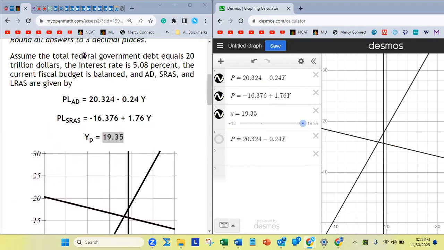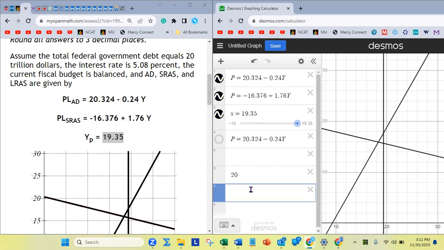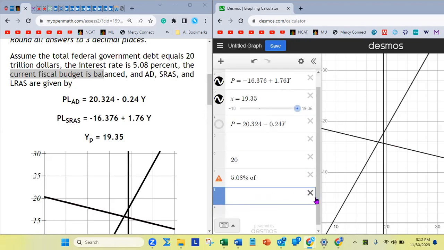Okay, so initially, total federal government debt is $20 trillion. So down here, I'm going to put $20 trillion for government debt. Fiscal budget balance at 0. Current fiscal budget is balanced. That means the fiscal budget is 0. The balance is 0. And let me put the interest rate here. The interest rate is 5.08%. Actually, I'll switch these around. I'm going to make that 0.